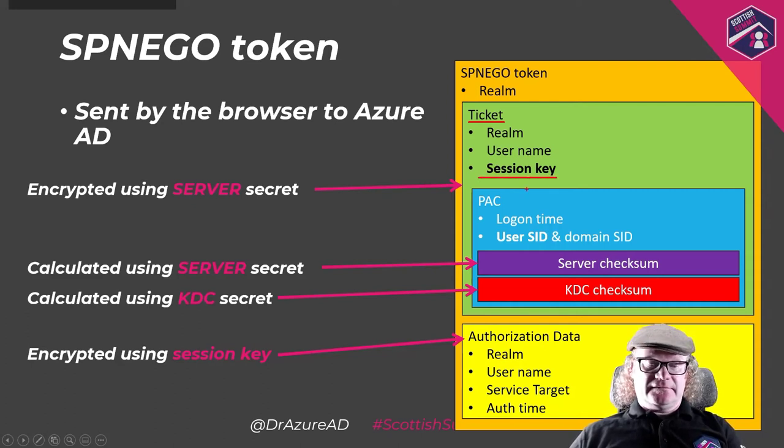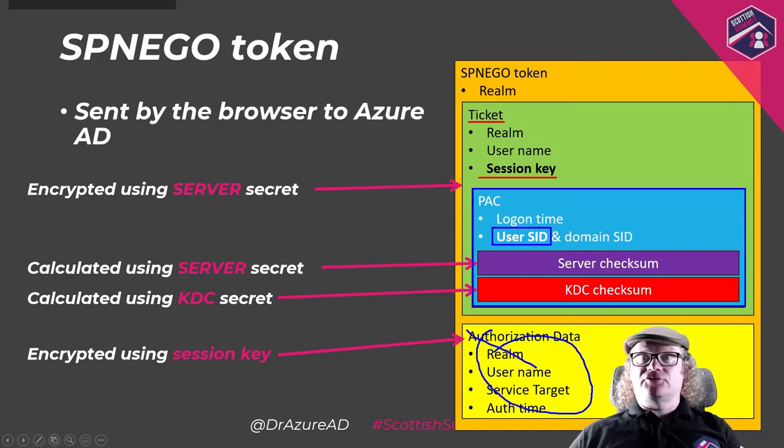Inside that, we have a PAC, the privilege attribute certificate, which comes from the principal account. And here's the most important information, and that is the user SID. For this whole PAC, there's a checksum that is calculated based on the server secret. And finally, there's some other user information here, but Azure AD doesn't really care about those.